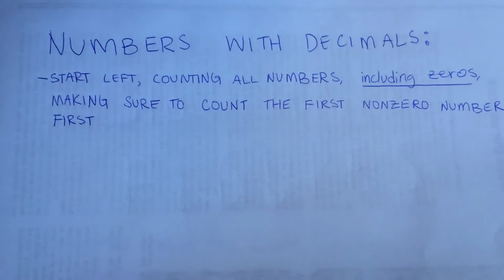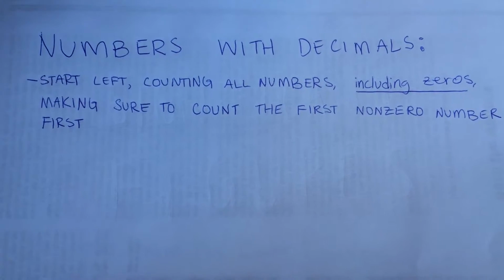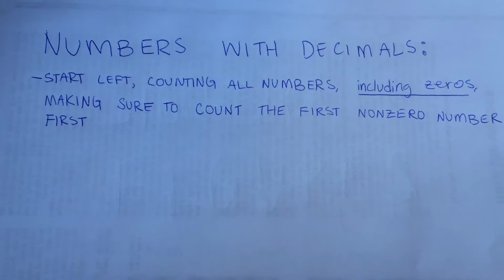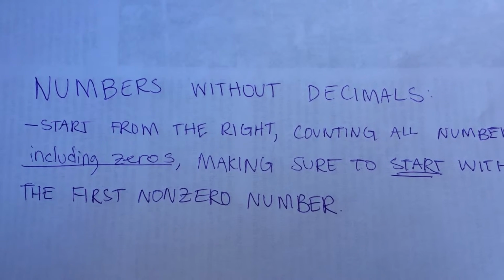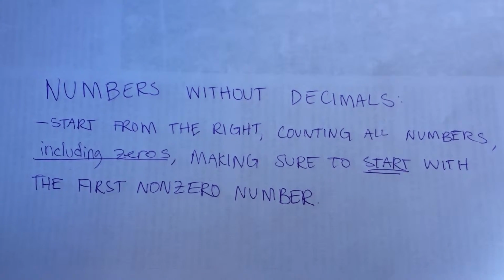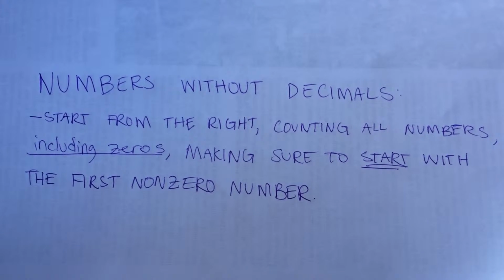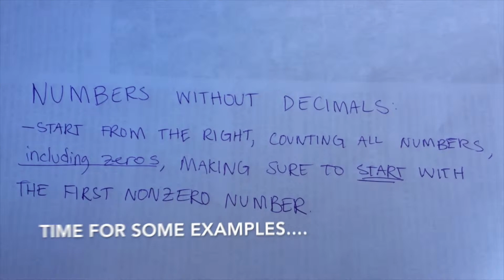If a number has a decimal, these are the rules you will follow. Start from the left, counting all numbers, 0 included, and make sure to start with the first non-zero number. If a number does not have a decimal, these are the rules you will follow. Start from the right, counting all numbers, 0 included, and make sure to start with the first non-zero number.